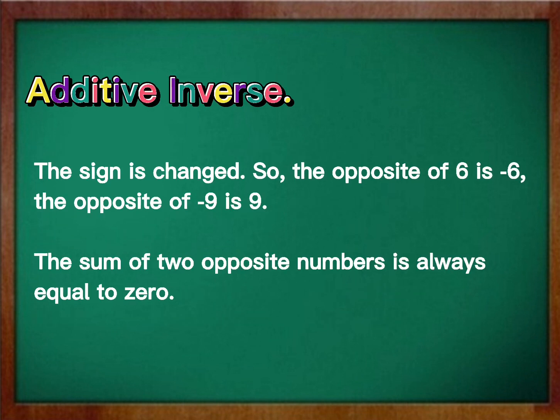Additive inverse. The additive inverse or opposite of a number is the same number with the sign change, such as the opposite of 6 is -6, the opposite of -9 is 9. The sum of two opposite numbers is always equal to 0.